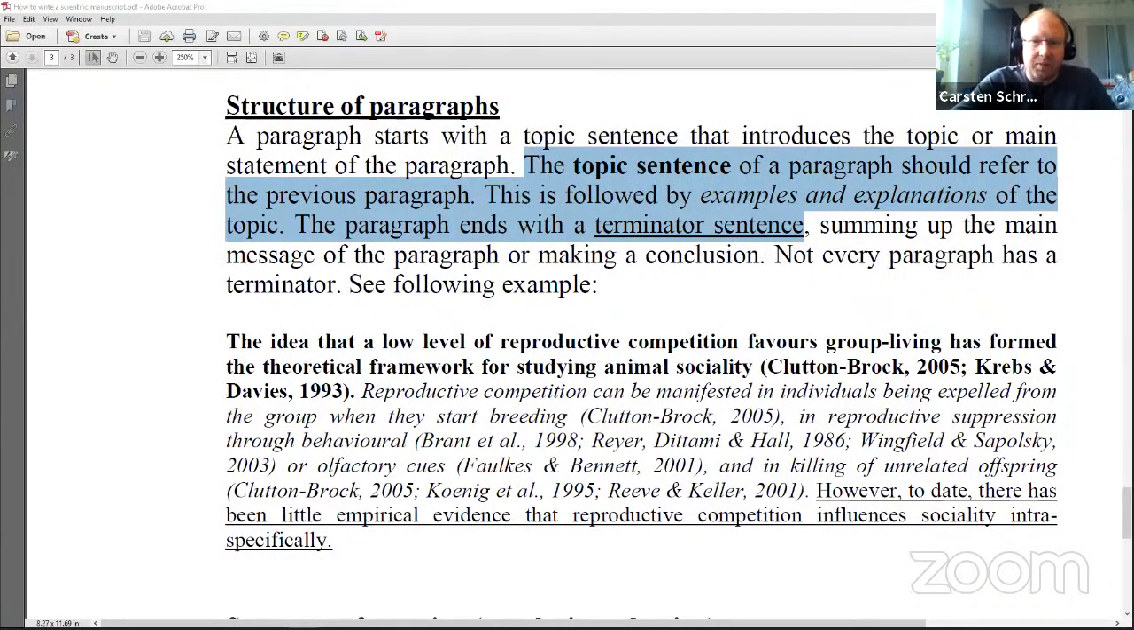So this is the second part: by first writing the structure of the introduction by focusing on topic and terminator sentences, you can also see whether the flow from one paragraph to the next makes sense and is good, because the terminator of a paragraph should become the topic of the next paragraph.